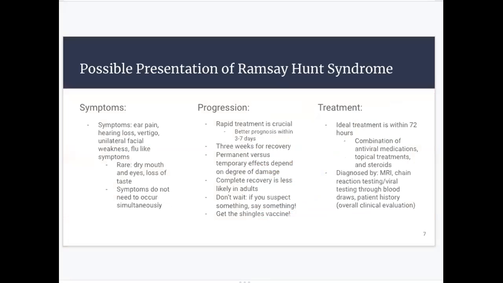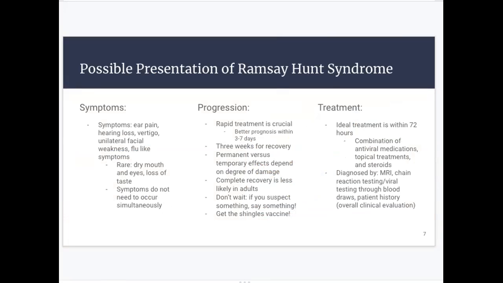This is a possible presentation of Ramsay-Hunt syndrome. Symptoms include ear pain, hearing loss, vertigo, which is that dizzy, off-balance feeling, tinnitus also, unilateral facial weakness, and flu-like symptoms. Some rare symptoms include a dry mouth and irritated eyes, loss of taste. I felt like that was pretty relevant with COVID and interesting. And it's important to note that these symptoms do not need to occur simultaneously.